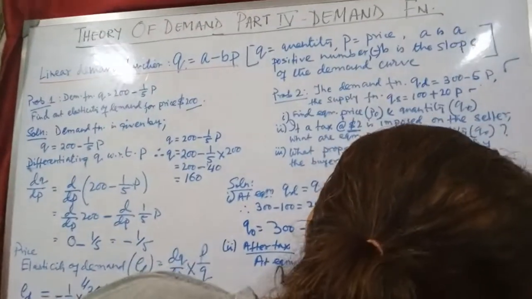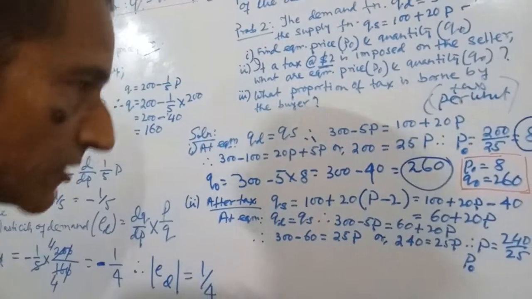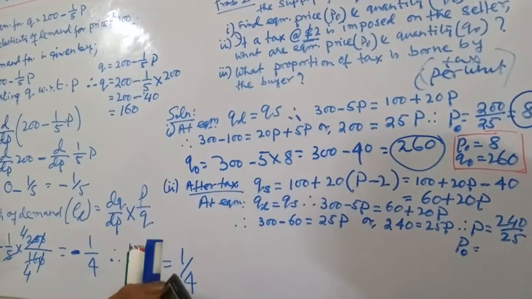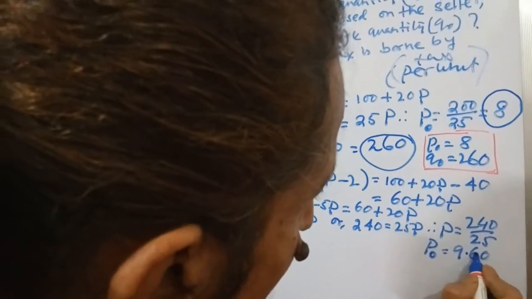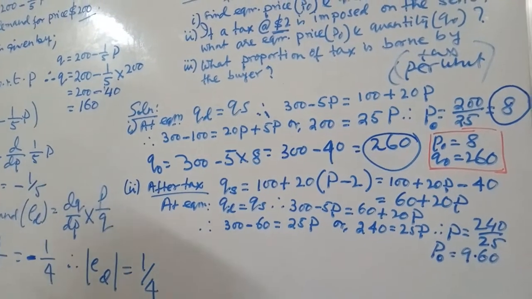So here we write P0 because we are denoting equilibrium price by P0. So P0 equals 9.60. This is the new equilibrium price.